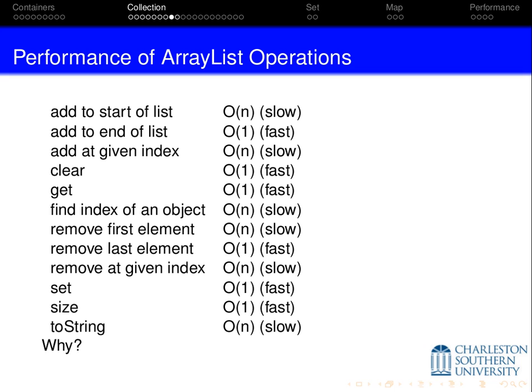Find the index of an object. It has to run through the whole list. That's what I was thinking. So that's O of n. Slow. Removing the first element? That's terrible. Again, O of n. And removing the last element? Easy. You just decrement the size. We're done. Remove at a given index. Well, that's similar to adding at a given index because you have to do a similar operation. So again, slow. You want to set something at index 1 or 0 or wherever? Fast, because you just jump to it and set.